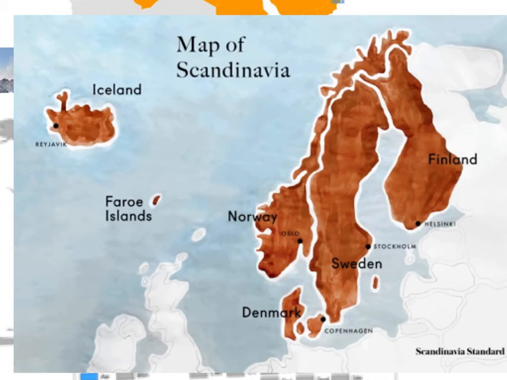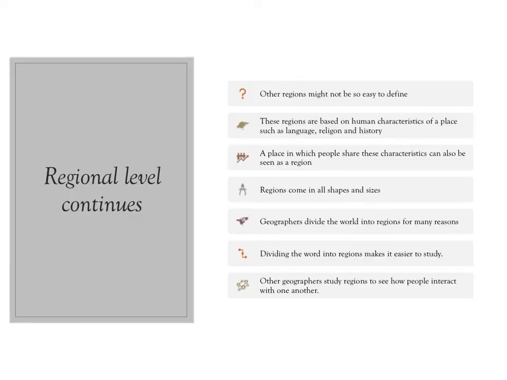They may rely on a physical feature, they may rely on human features, or they may rely, for example, on climate features or climate characteristics. Guys, not all regions are easily defined, especially if these regions are based on human characteristics such as language, religion, and history. The size of the area doesn't matter as long as the area shares the same characteristic. Let me give you an example.